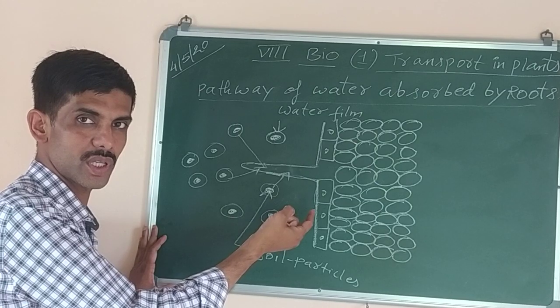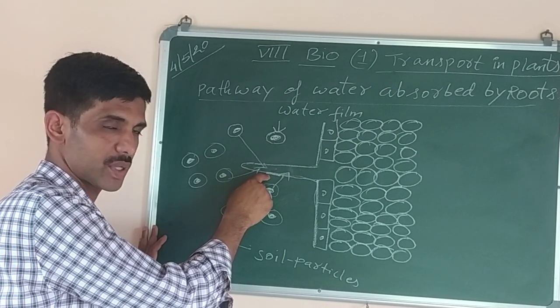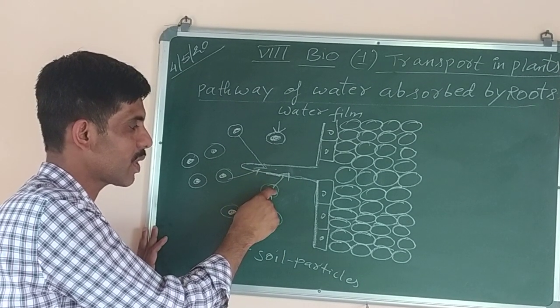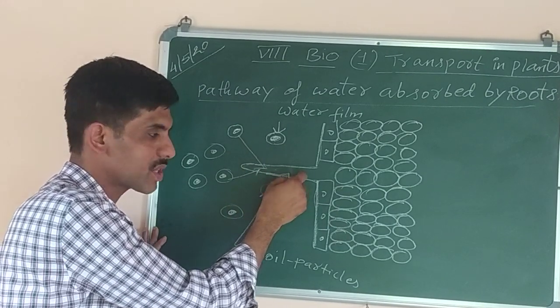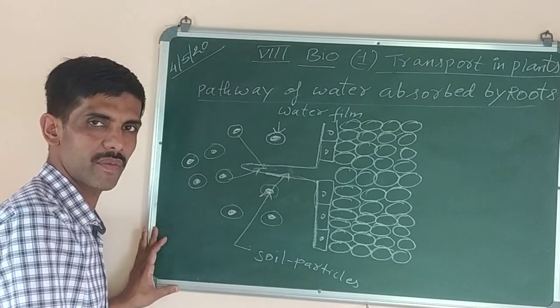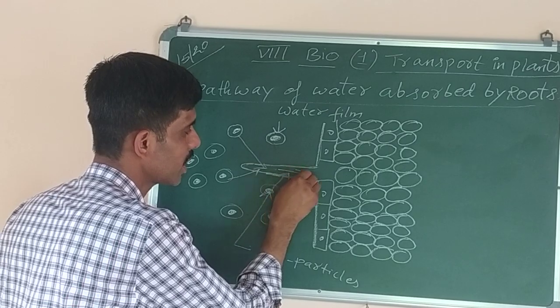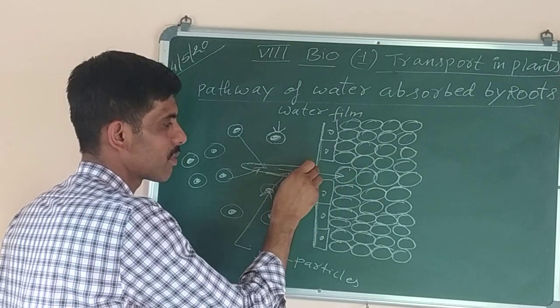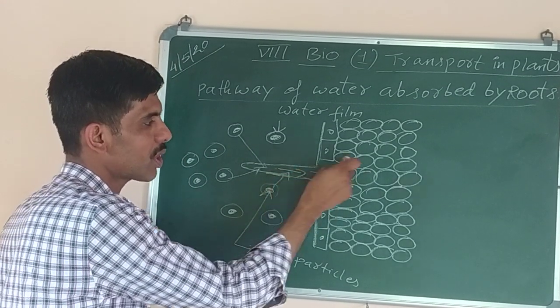This is called osmosis. Osmosis is the process by which water molecules move from higher to lower concentration by passing through the semi-permeable membrane. Now this water molecule will travel from the epidermal cells to the cortical cells.